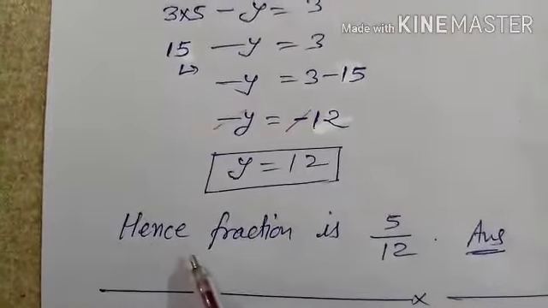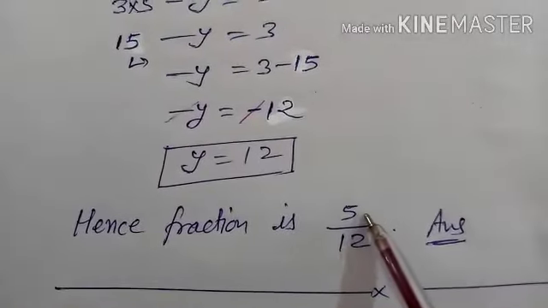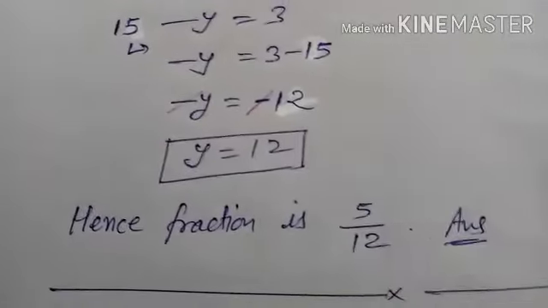So our question is, what is the fraction? Hence fraction is 5 by 12, x upon y. X is 5 and y is 12.